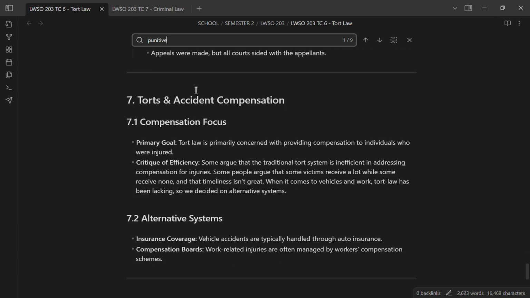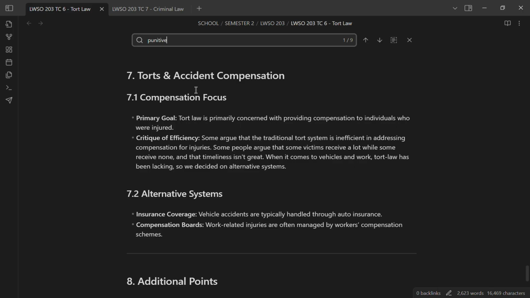Tort and accident compensation. Yeah, again, torts are compensation focused. Tort law's primary goal is providing compensation to individuals who were injured. But the efficiency of the process of the tort system is criticized. So some people argue that the traditional tort system is inefficient in addressing compensation for injuries. Some people say that victims receive a lot while some receive none, and the timeliness of the system isn't really great.